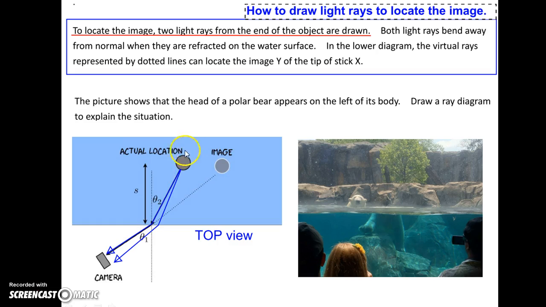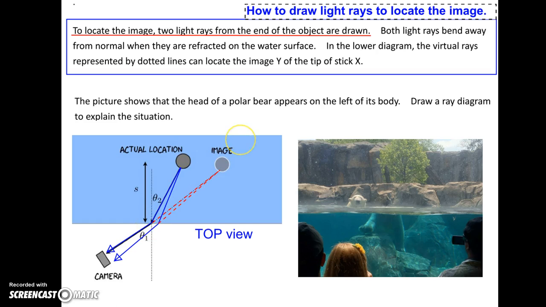So the object is here, and then you draw two light rays, produce them backward in order to find the image, and the image should be on the right of the object.